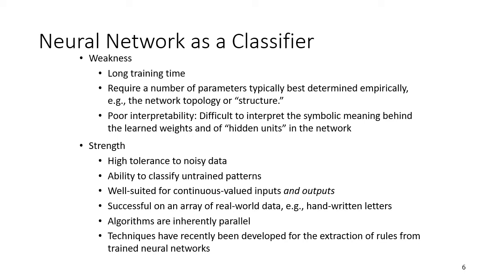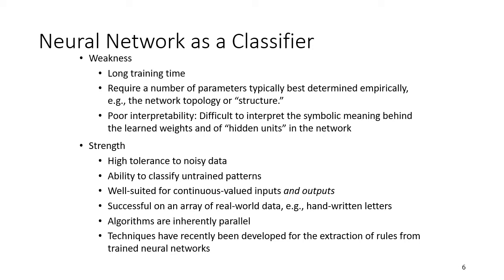Now we are going to talk about the advantages or the strengths of a neural network as a classifier. Firstly, it is very tolerant to noisy data and it is able to classify untrained patterns. So noisy data and untrained patterns are the advantages of a neural network as a classifier, and it is well suited for continuous valued input and output. So there is no need to form classes or groups for continuous values in a neural network.